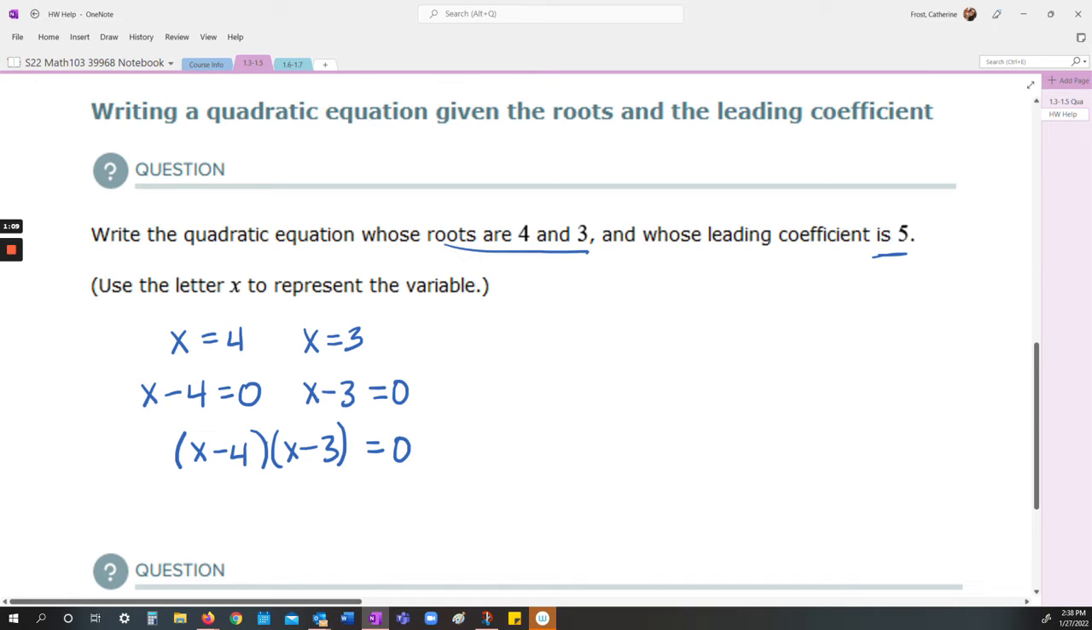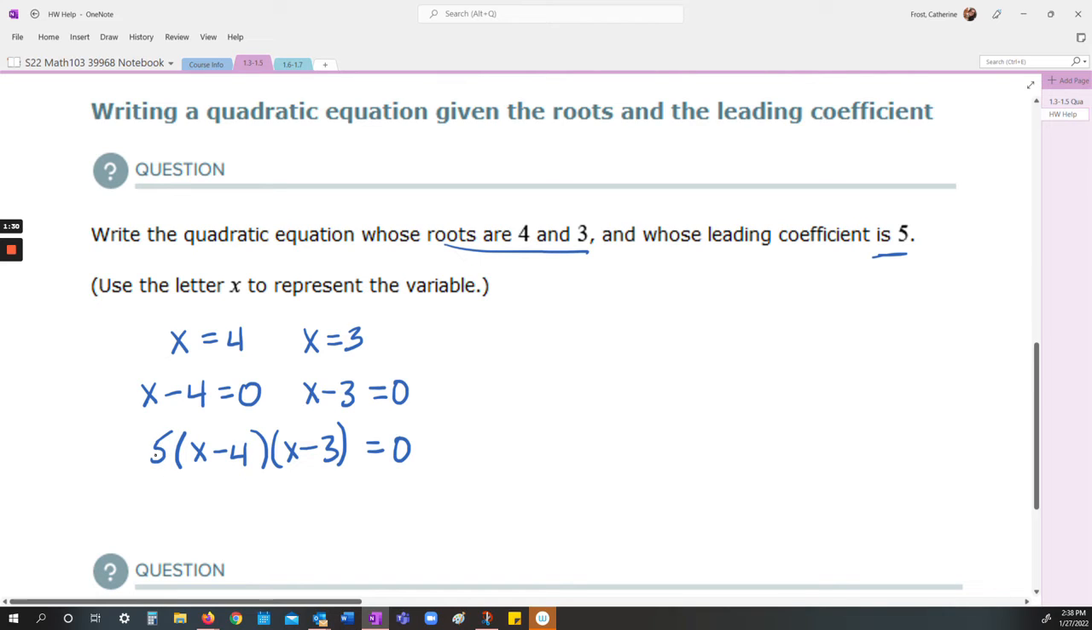So imagine we're going backwards, right? You have a quadratic equation, you factor it, and you get this. You set each factor equal to 0, and then solve for x. So we've just gone backwards, kind of undoing that solving stuff. So here's where the 5 comes in. Just throw it right there.